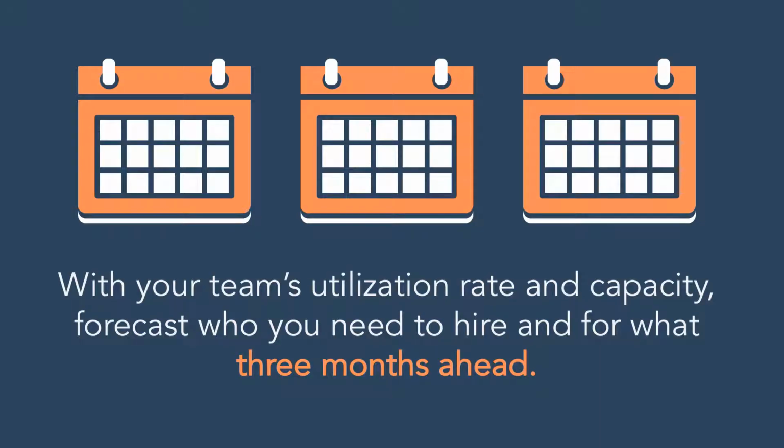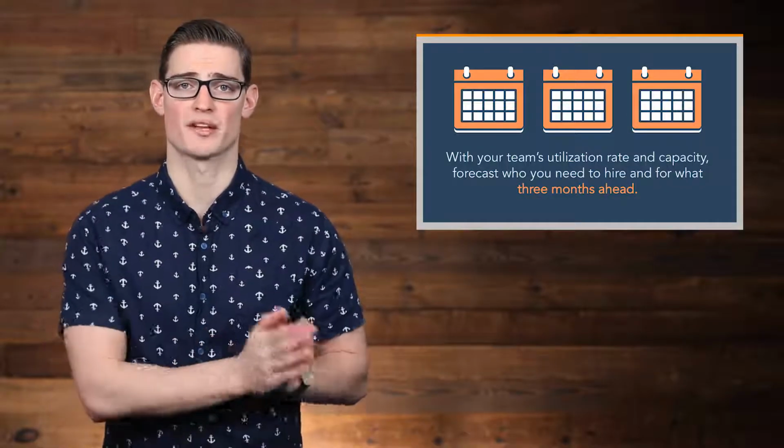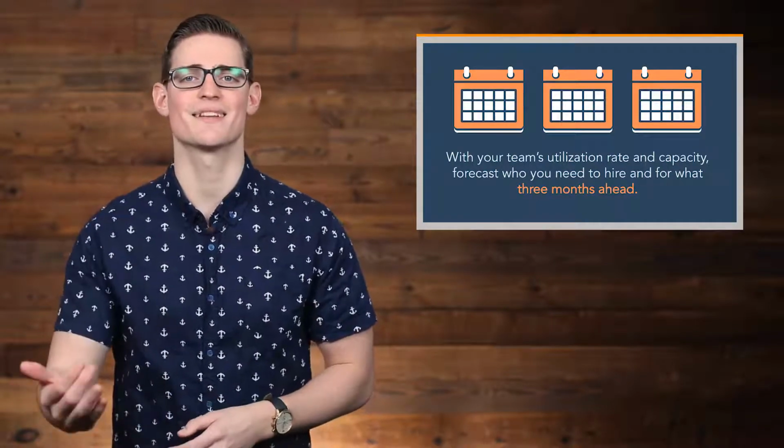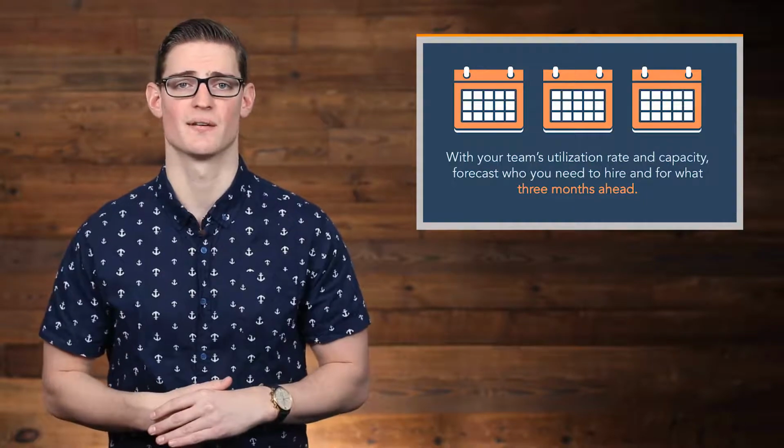With a retainer business, you should be able to both forecast revenue in your lead pipeline as well as the recurring revenue of your current customer base. With your team's utilization rate and capacity in hand, forecast who you need to hire and for what. One agency, PR 2020, is always 3 months ahead in their hiring forecast. This prevents both their account managers from being overworked and keeps them paying for headcount that will bring in a steady ROI for the agency.